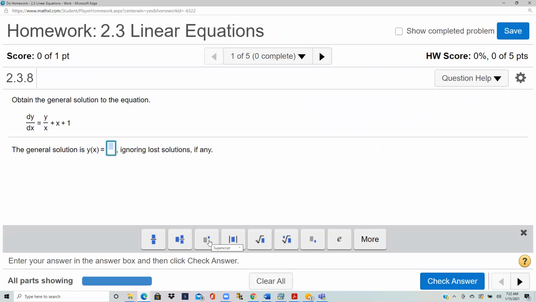X square, now first write x and then write square. X ln x plus cx.